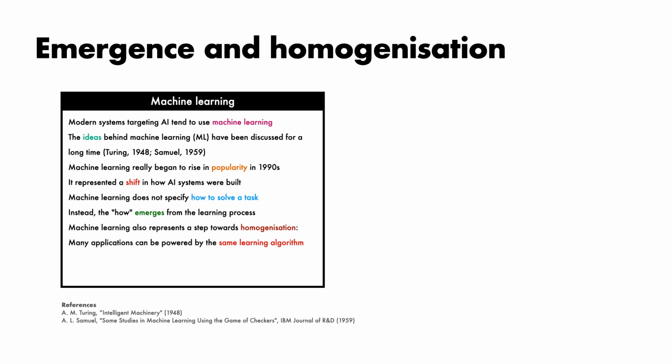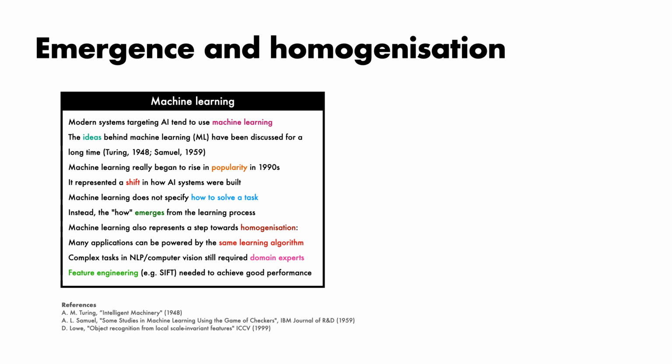Note, however, that complex tasks in natural language processing and computer vision still relied heavily on domain experts who would perform feature engineering to design features such as SIFT that would provide the learning algorithm with inputs that were easy to learn from for good performance.